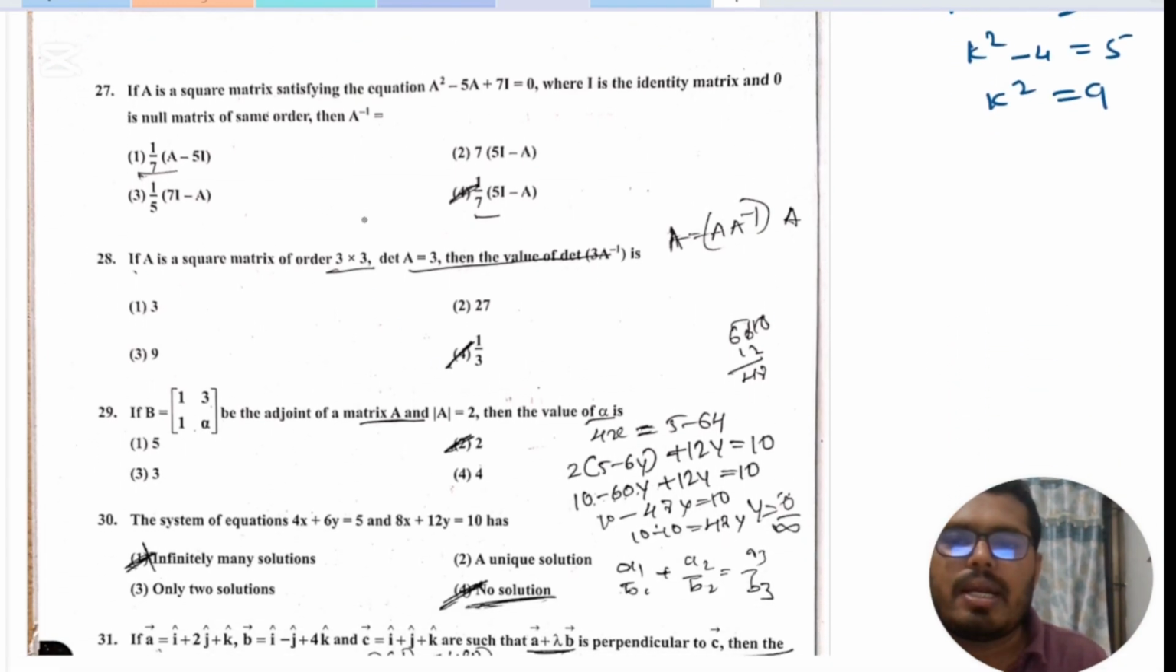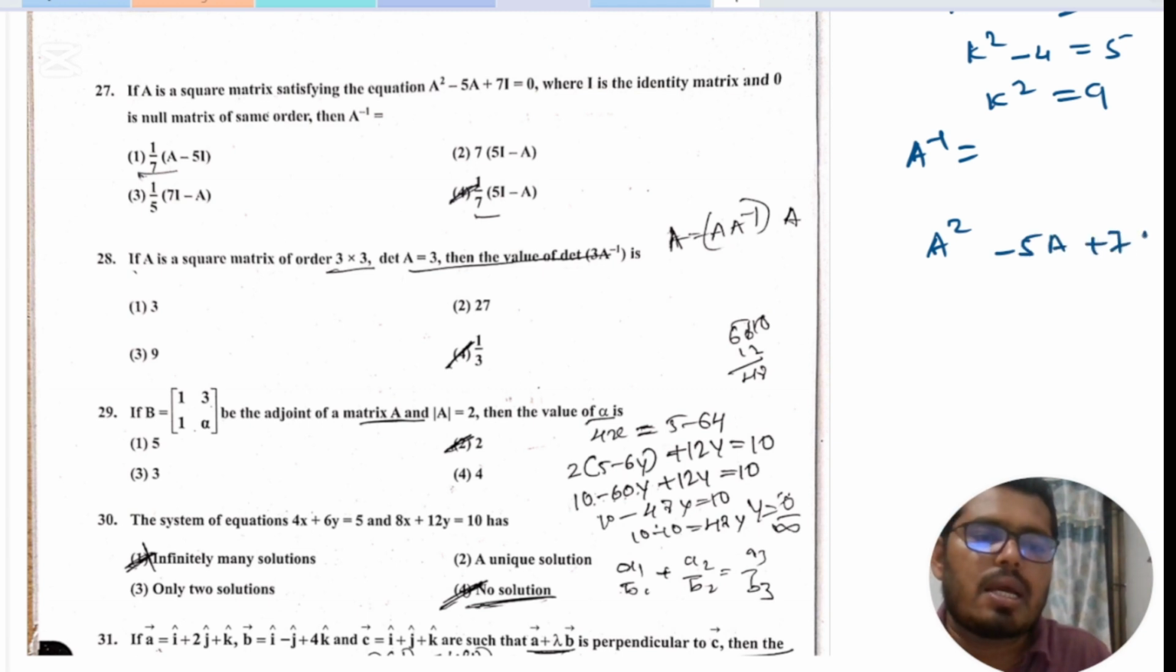A is a square matrix satisfying the equation A square minus 5A plus 7I is equal to 0, where I is the identity matrix, 0 is the null matrix of the same order. Then what is A inverse? They have given you A square minus 5A plus 7I is equal to 0. Then A square minus 5A is equal to minus 7I.